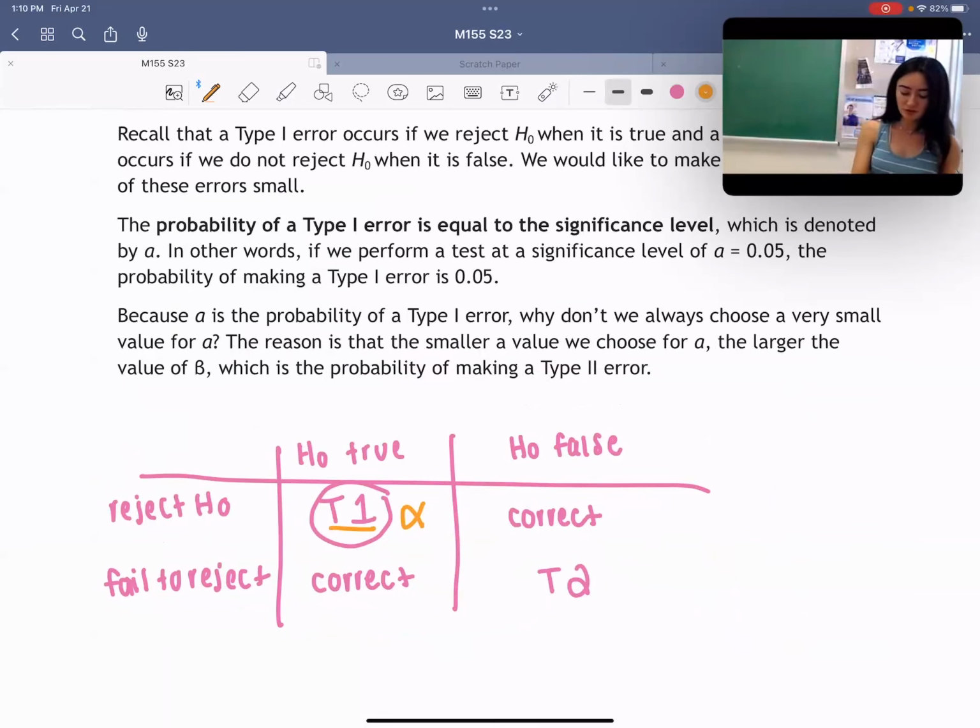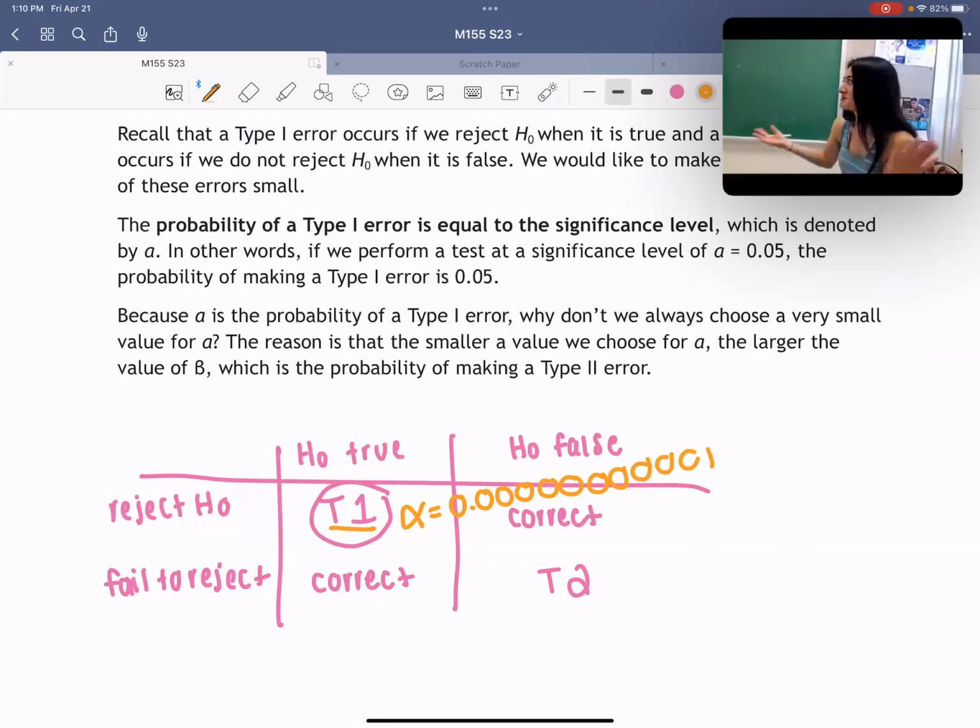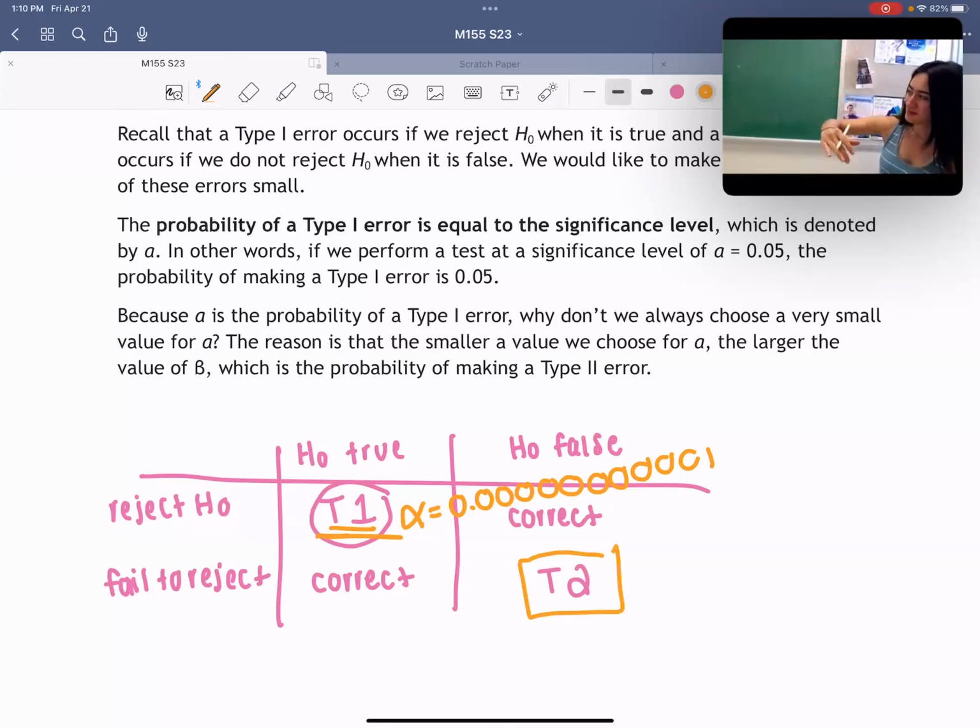Well, that begs the question, why don't we make alpha something like 0.00000000001, right? That would mean that we wouldn't make a type 1 error at all. Why don't we make that probability really, really small, okay? Well, the problem with that is if we lower the probability of a type 1 error, guess what probability goes up? Type 2 error, okay? If the probability of a type 1 error goes down, the probability of a type 2 error goes up. So we don't want to make a type 2 error either, because that's also making the wrong decision.